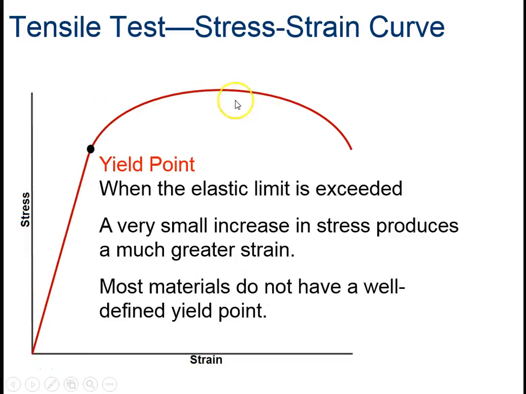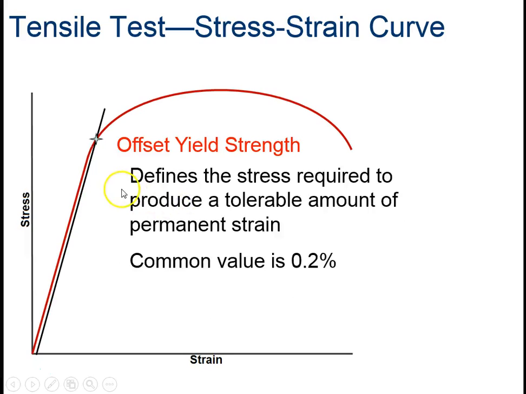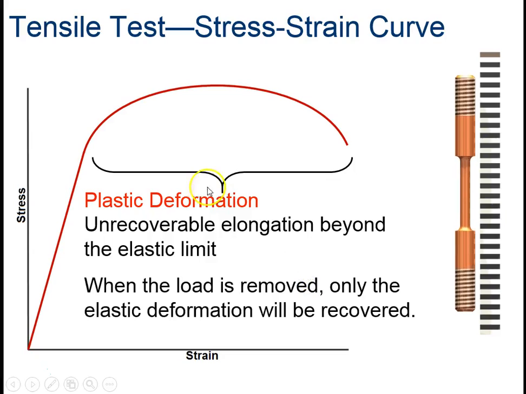Right before we start this curve part, that's the yield point. If we go from the yield point down, we find this offset yield strength, often about 0.2%. This section is called the plastic deformation. Be sure you write this on your graph. In this section, if I pull any farther, it's going to get longer and it's not going to go back to its original shape.